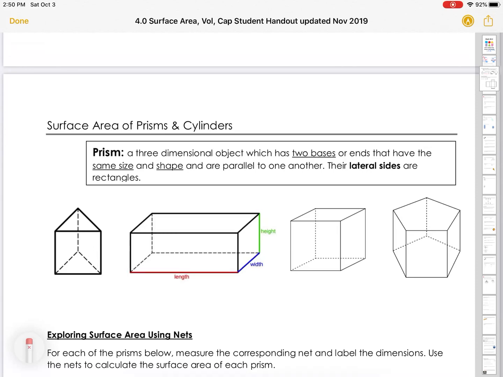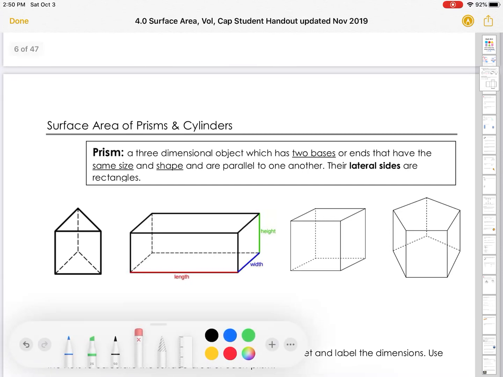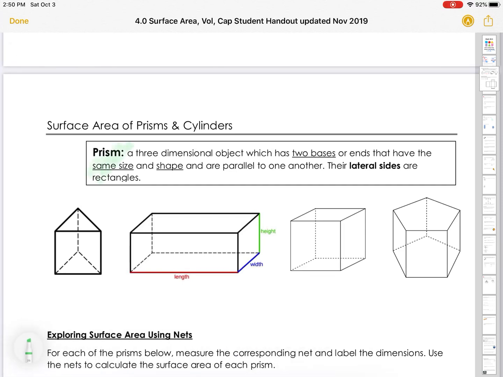Okay, so lesson 2, surface area of prisms and cylinders. So a prism is a three-dimensional object which has two bases that are the same size and a shape that is parallel to one another. Their lateral sides are rectangles.